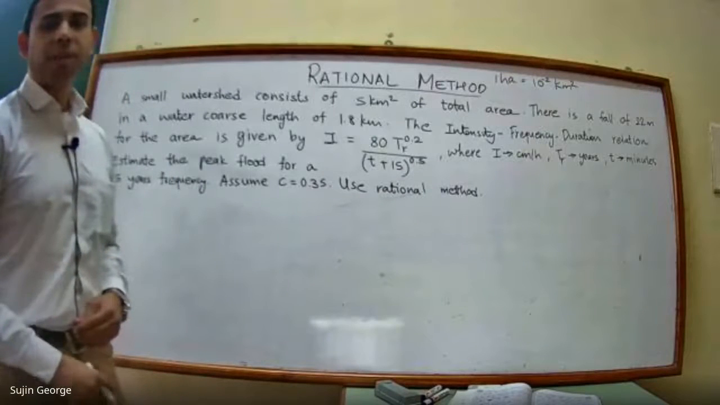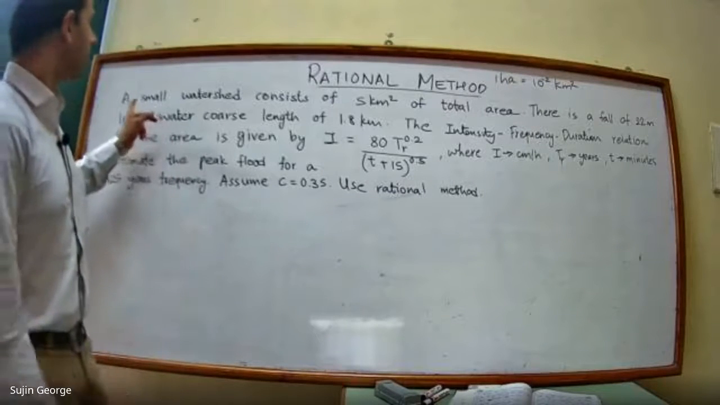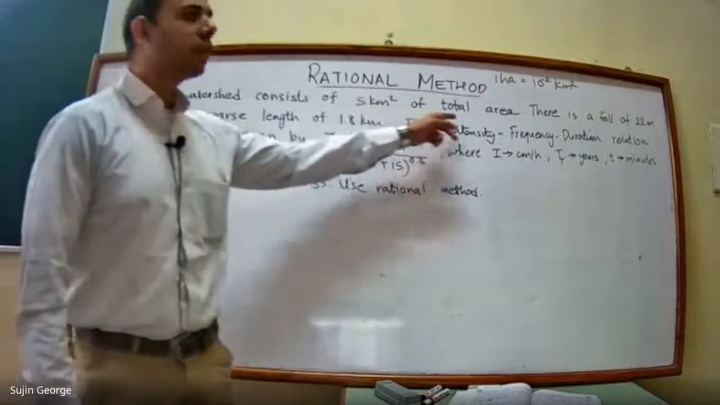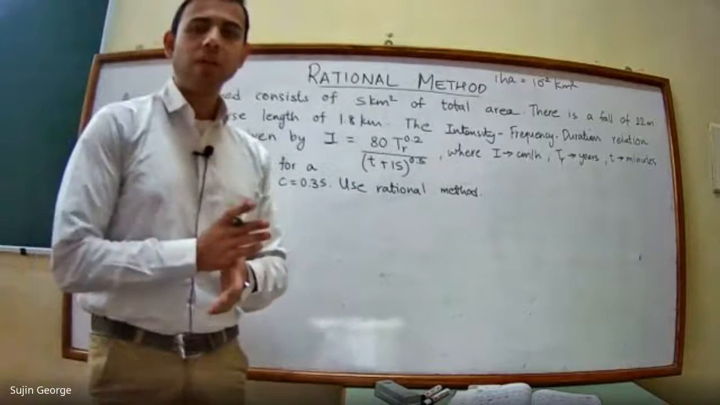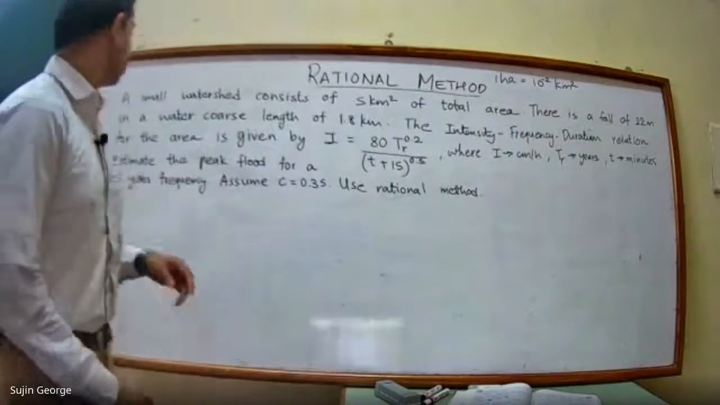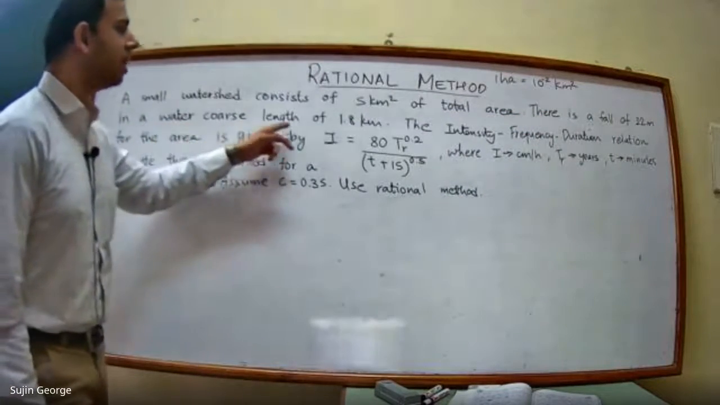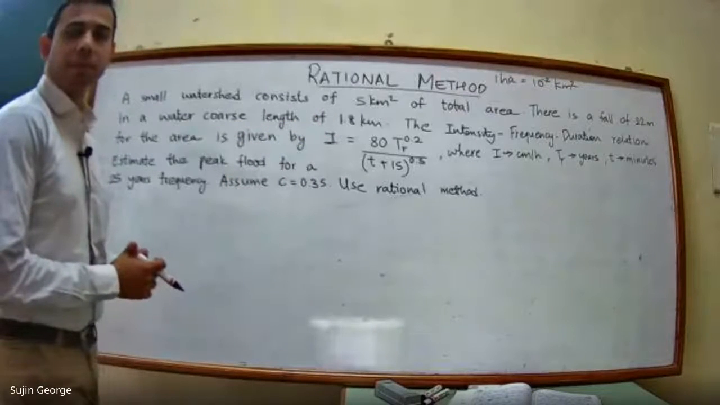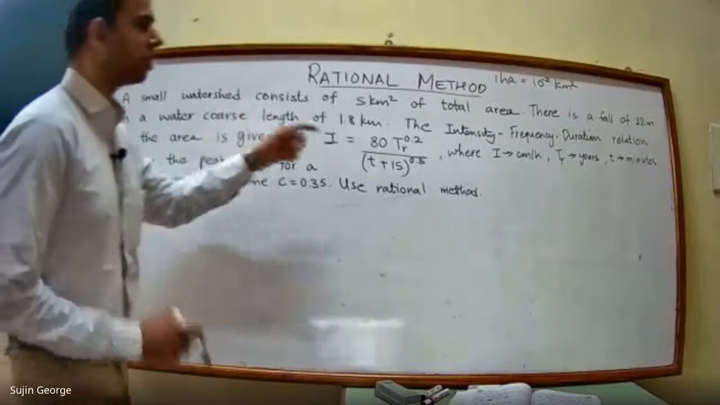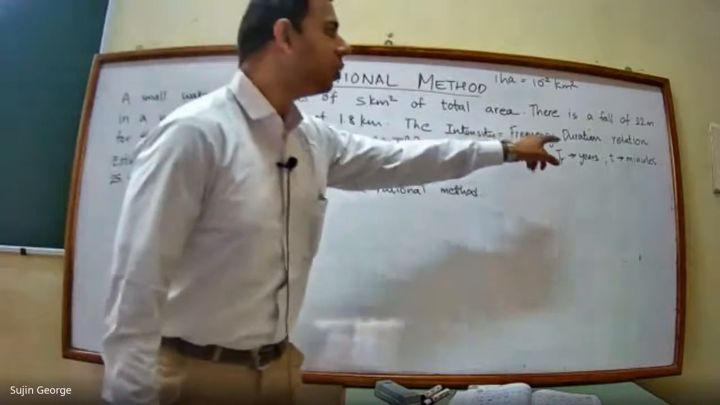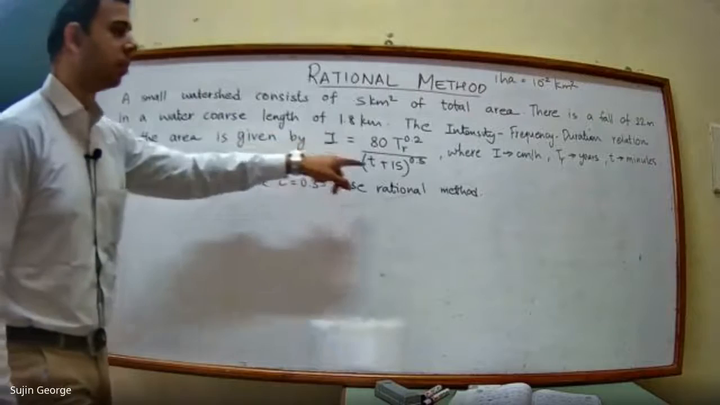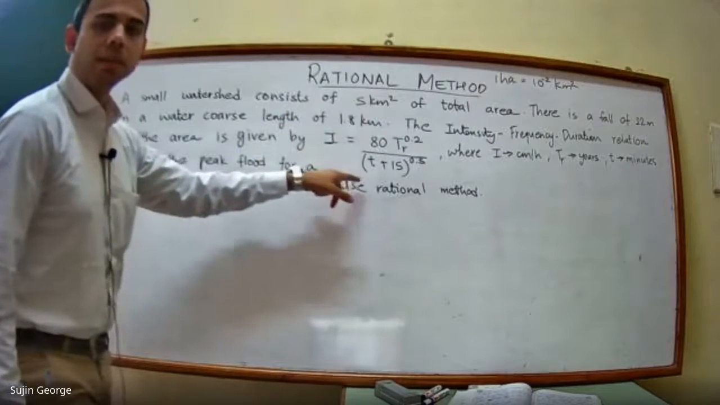This is the problem statement. I'll read it out. A small watershed consists of 5 square kilometer of total area. So here the capital A value is given to you, that is 5 square kilometer. There is a fall of 22 meter in a water course length of 1.8 kilometer. Now this is a different statement. I'll tell you how to solve this. The intensity, frequency, duration relation for the area is given by this equation.